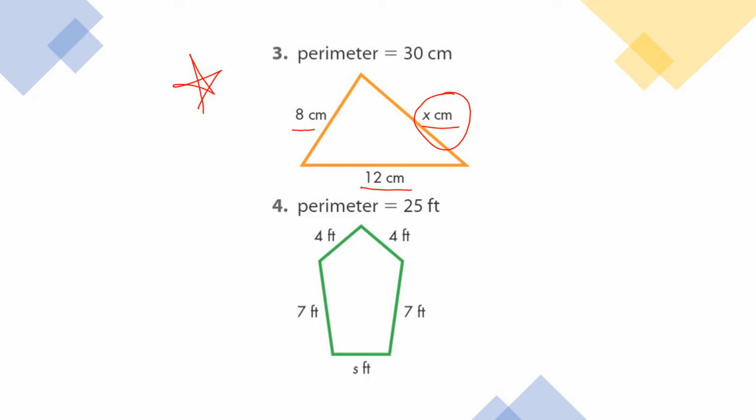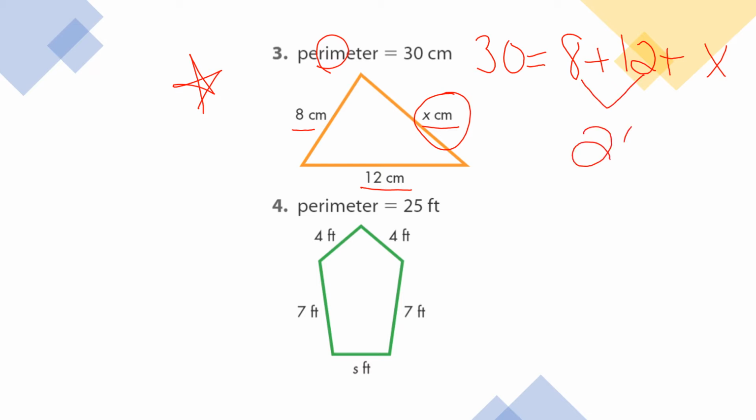So when we find our perimeter, we find the distance around. And in doing so, I know that my perimeter is equal to 30. And so 30 is equal to 8 plus 12 plus, oops, sorry, that should have been a plus, not an X. I got a little excited there, plus X. So the first thing I'm going to do is add the numbers that I can add. So 8 and 12 gives me 20. So 20 plus what is going to give me 30.